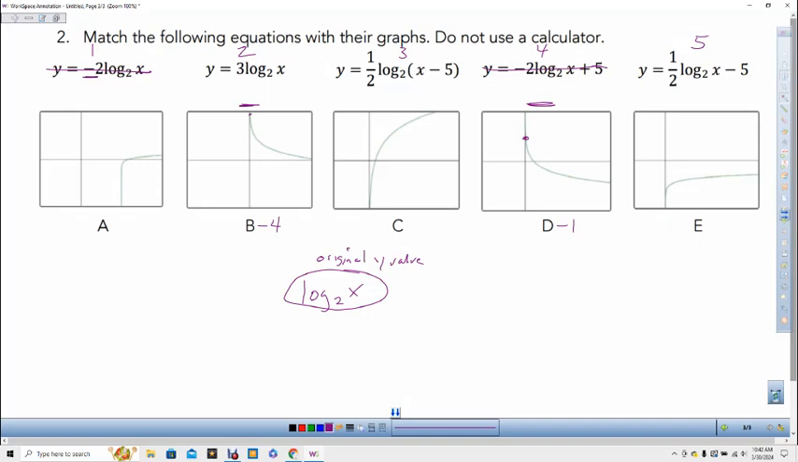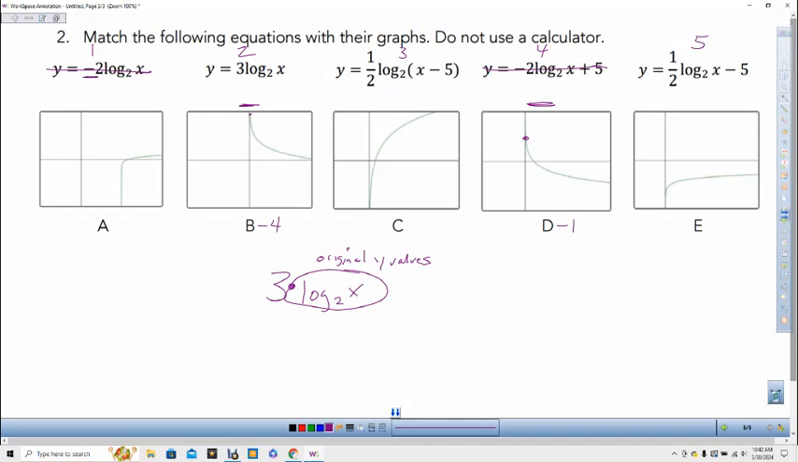And if we take and we multiply 3 times all those original y values, what's going to happen to every single value? It's going to be 3 times as much as it was before. So that means we're going to go up at a faster rate because now our y values are 3 times what they were before. So now as we look at what we got left, that one doesn't grow very fast.